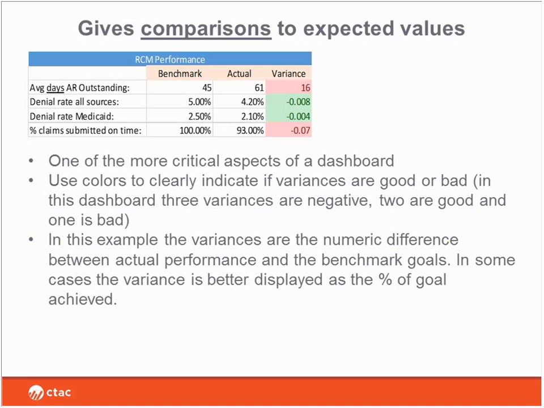One of the more critical aspects of the dashboards is really the comparison part. It uses colors, as I identified before, to indicate variances in the dashboard. In this example, the variance is the numeric difference between actual performance and the benchmark. It's better displayed as a percentage of goal achieved. Again, this underscores how important all of these elements are; when you put them all together, they give you what a dashboard is.